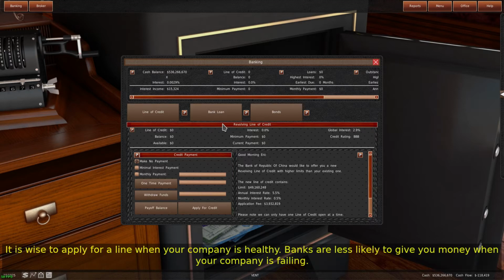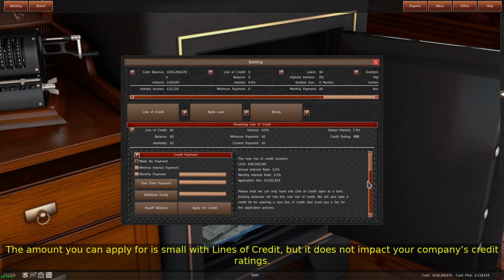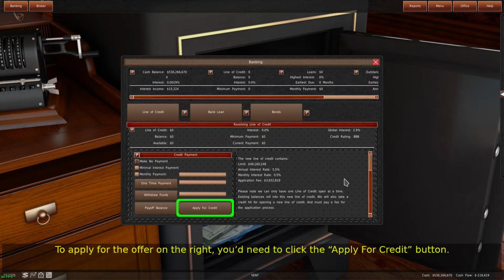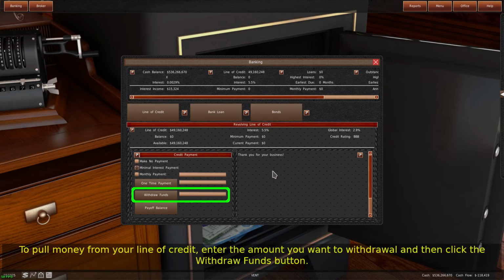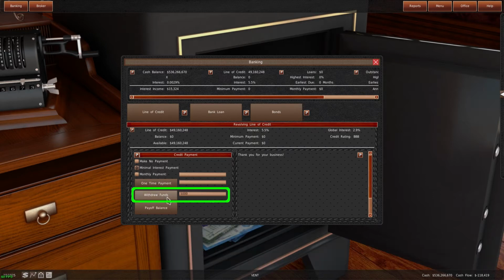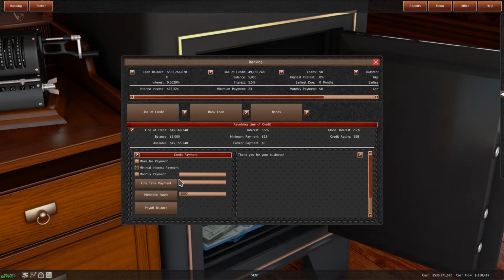It is wise to apply for a line when your company is healthy. Banks are less likely to give you money when your company is failing. The amount you can apply for is small with lines of credit, but it does not impact your company's credit ratings. To apply for the offer on the right, you'd need to click the Apply for Credit button. To pull money from your line of credit, enter the amount you want to withdraw and then click the Withdraw Funds button. The game provides several payment options for lines of credit.